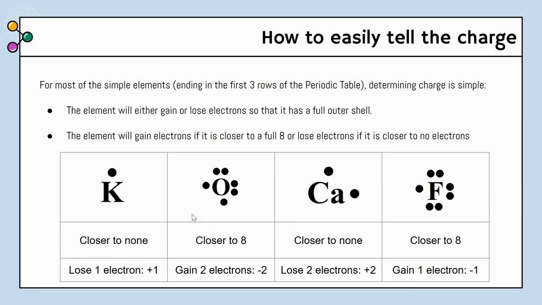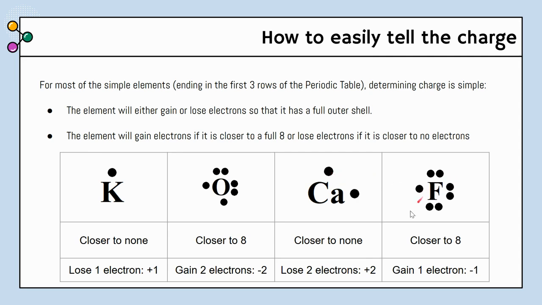Oxygen, our second example, is closer to a full 8, so it will gain 2 electrons and become charged to a -2. It'll gain 2 electrons right here and here to fill its outer shell. Calcium, it's closer to having 0 than 8. It has these 2 electrons here, but it would need to gain 6 more. So instead of gaining 6 more, it'll lose the 2 it has and become charged with a +2.